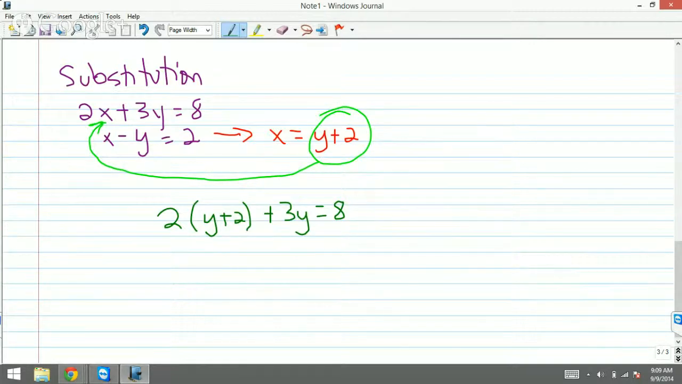Okay, so this is x. Goes there, right? I took that chunk and put it in for x. So y plus 2 goes in for x. Solve for y. What'd you get there, Miss Waterman?